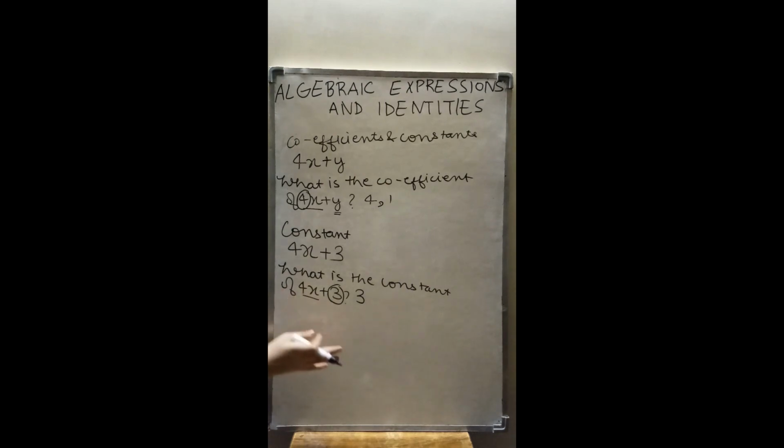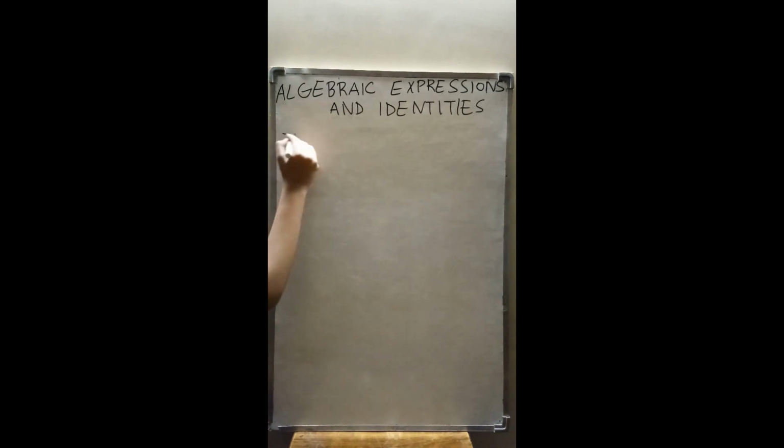Now what is the major difference between coefficients and constants? Coefficients are the numbers with the variable, and constants are numbers without the variable. So now let's move to our next topic, factors.